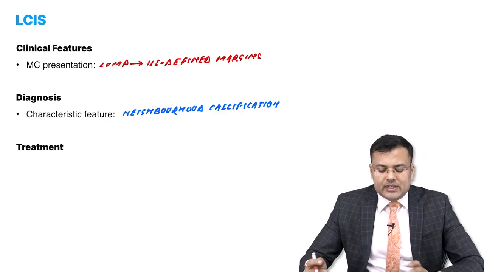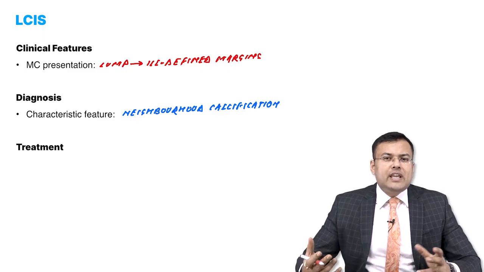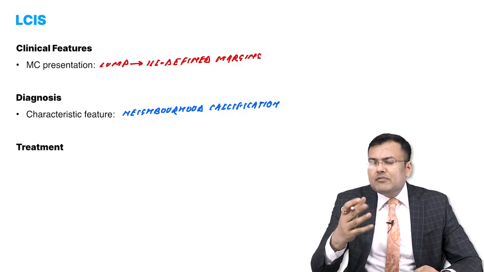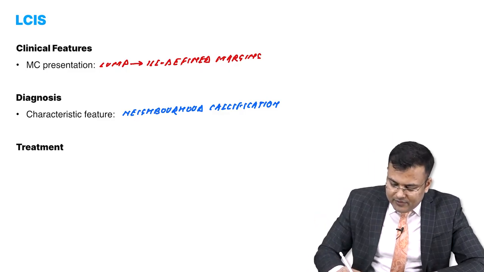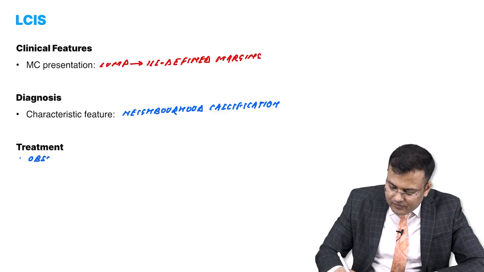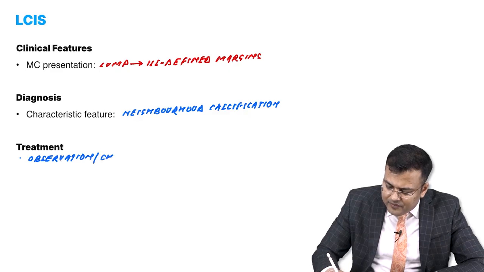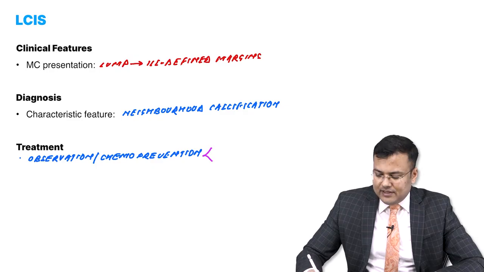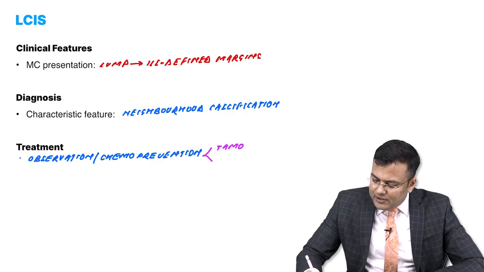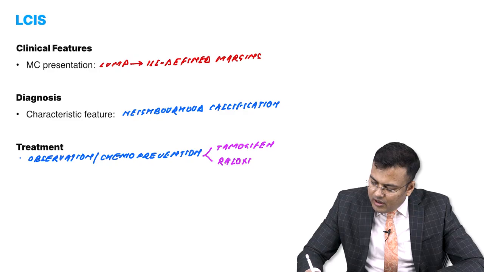So what are the treatment options? Either we can go for observation or we can go for chemo prevention. You know that in chemo prevention, which drugs do we give? We give SERMs: tamoxifen and raloxifene. Clear? So for the treatment, we have either observation or chemo prevention with tamoxifen or raloxifene.